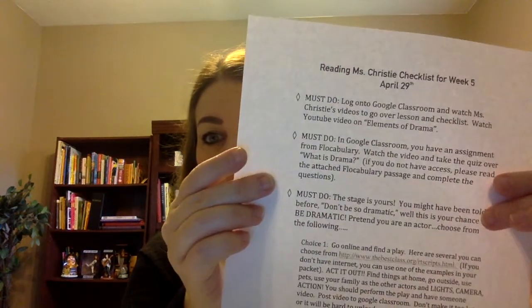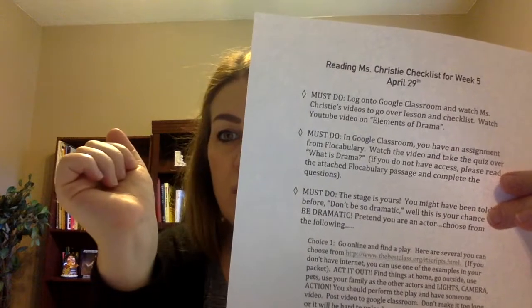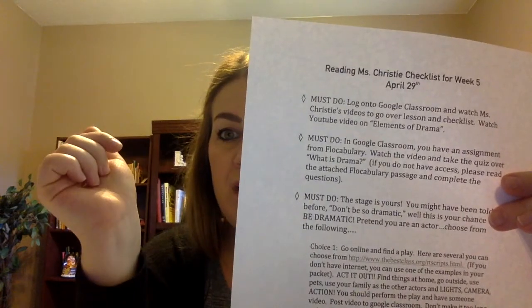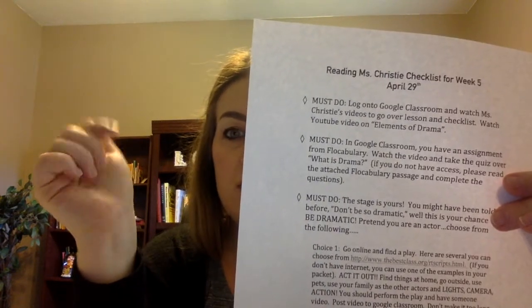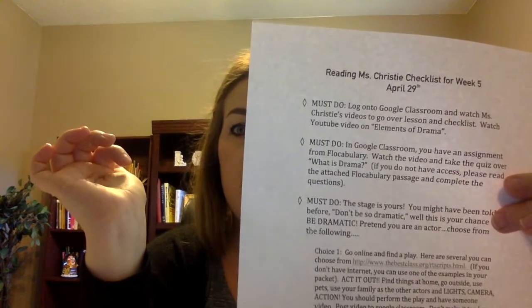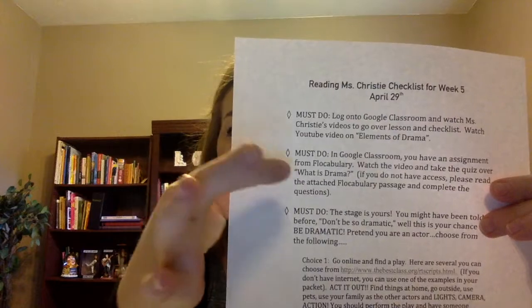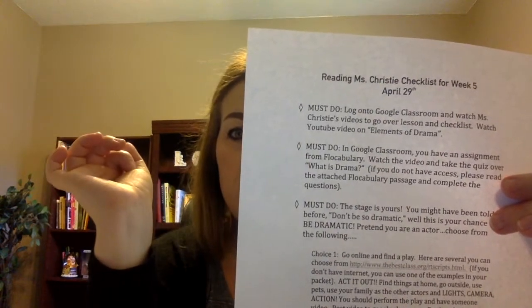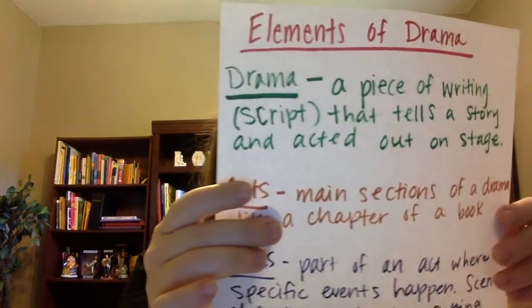The first thing on your checklist, you log on to Google Classroom and watch Miss Christie's videos to go over the lesson and checklist. Watch the YouTube video on elements of drama. Quickly, before we move into the rest of the to-do list, let's talk about what a drama is. In case you don't look at that video on YouTube, it's called Elements of Drama. That's the first thing I want you to look at. I'll just briefly describe it to you.